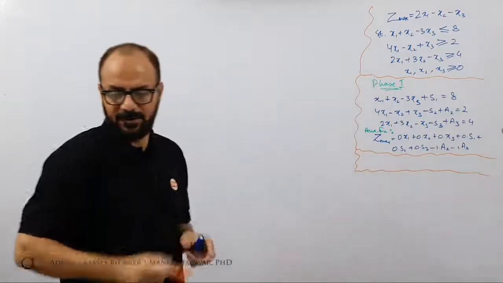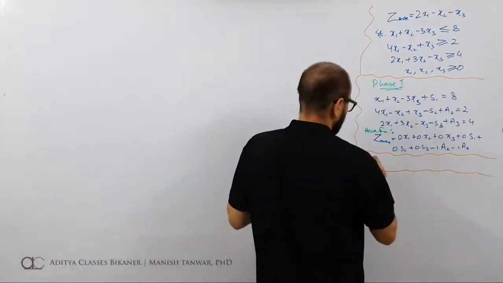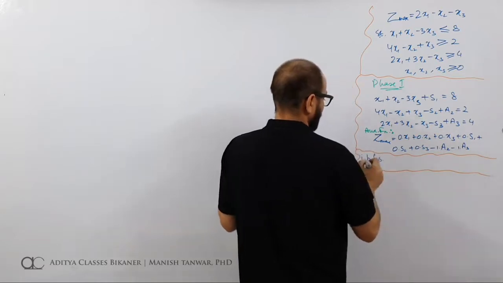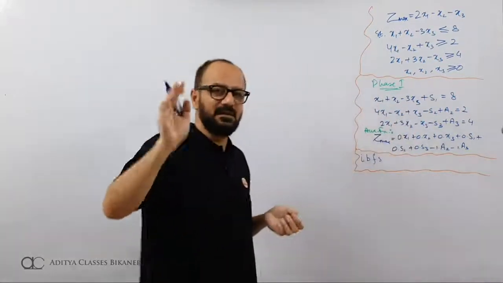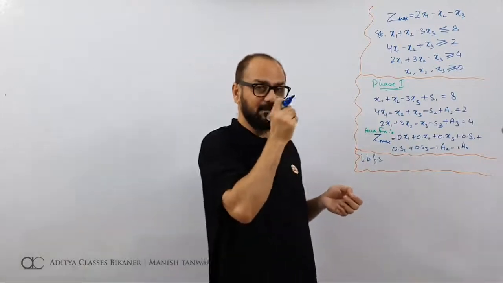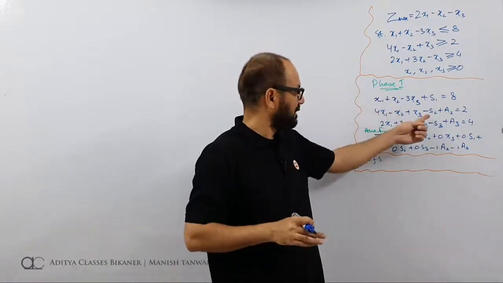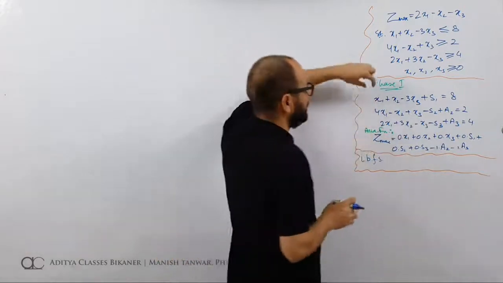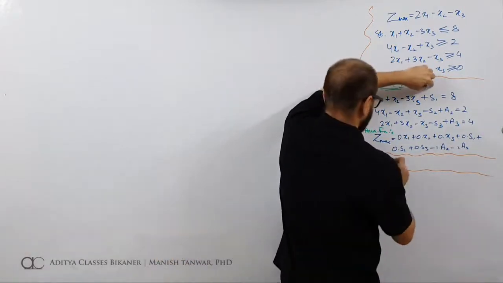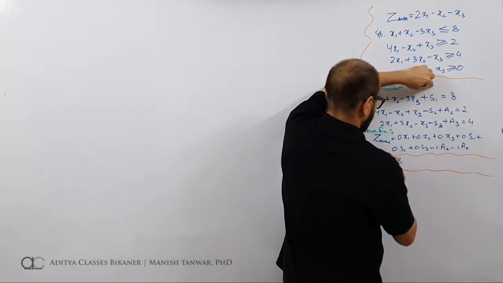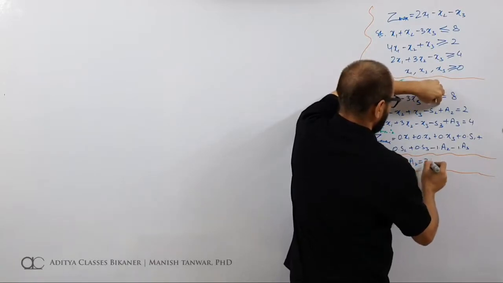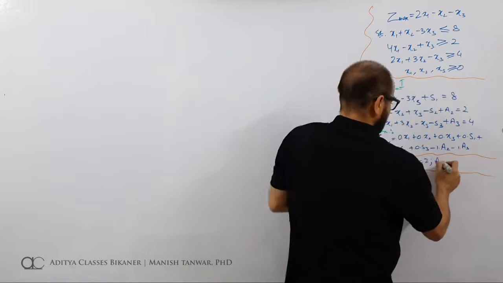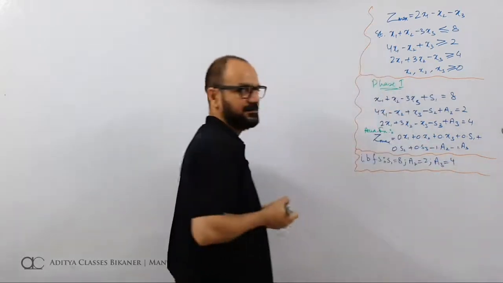If we go out to find the IBFS, what will the IBFS be? All decision variables and slack and surplus variables are made zero. So what do we get? 0 plus 0 plus 0. S1 is equal to 8. From here we'll get all 0. A2 is equal to 2. And lastly we'll get A3 is equal to 4. This is my IBFS.